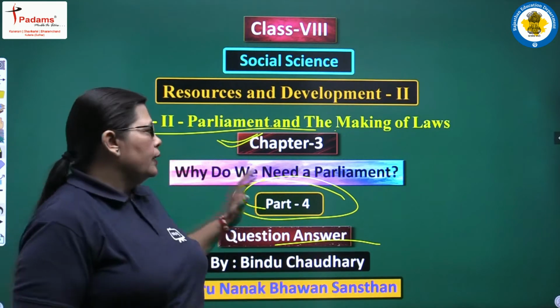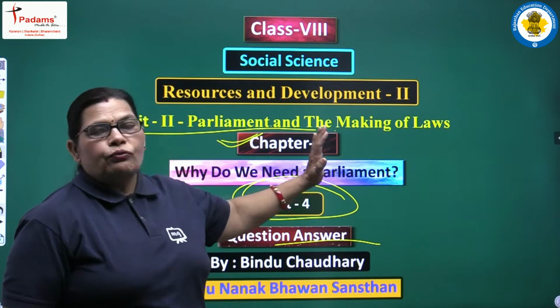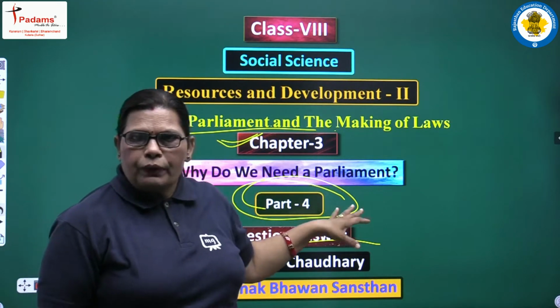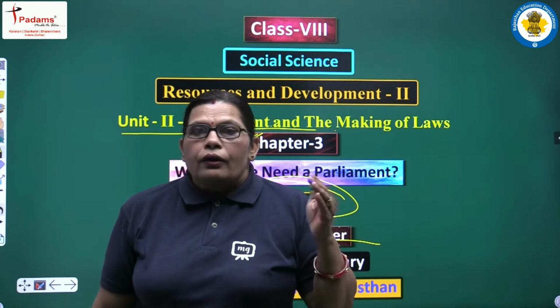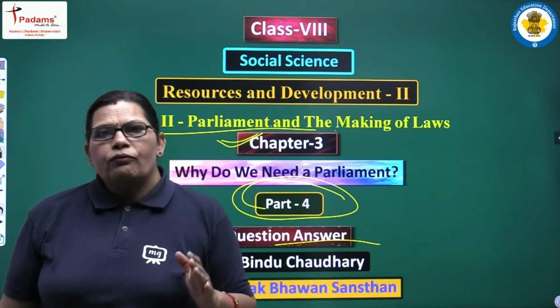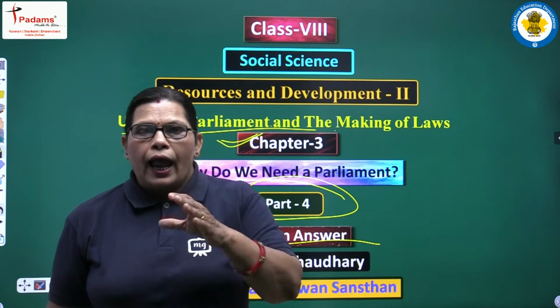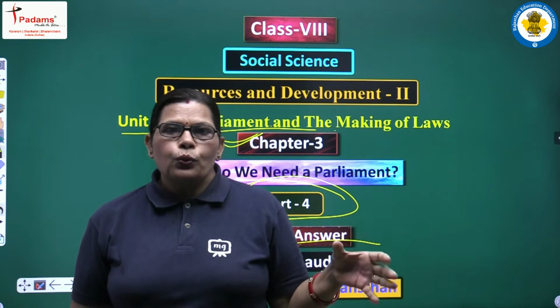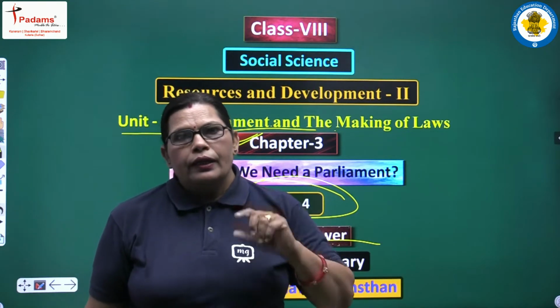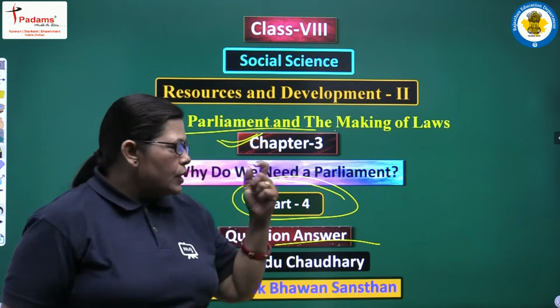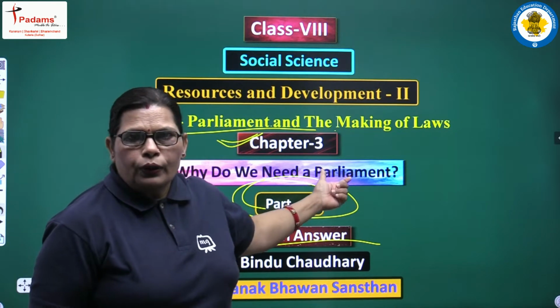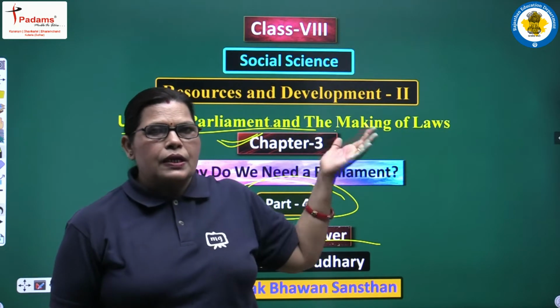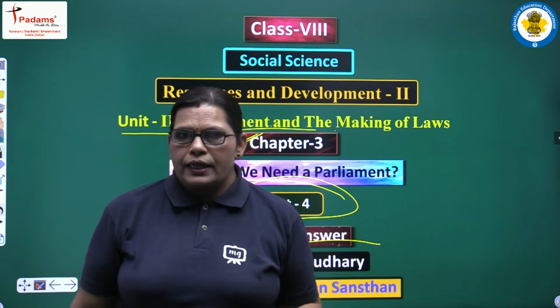Yes, we had earlier read the chapter "Why do we need a Parliament", and in this chapter we had studied about the freedom and independence of 15th August 1947, and the struggle of our freedom fighters who fought for us. The main motto of this chapter is the important thing that we had discussed in our part 1 and part 2.